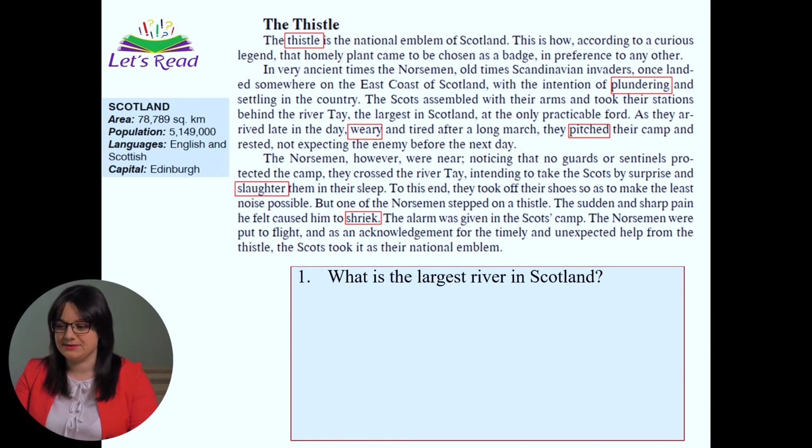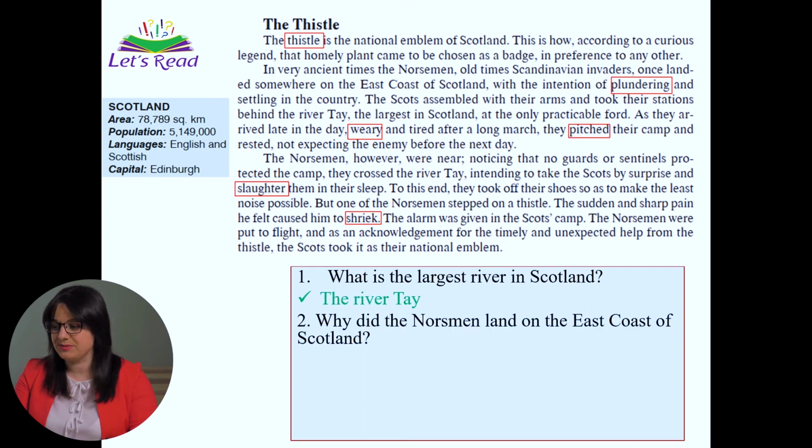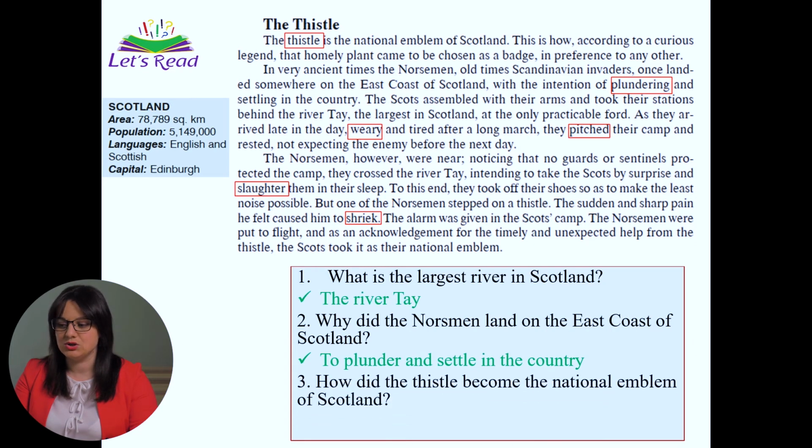The River Tay. Why did the Norsemen land on the east coast of Scotland? To plunder and settle in the country. How did the thistle become the national emblem of Scotland? This plant saved them from enemies.